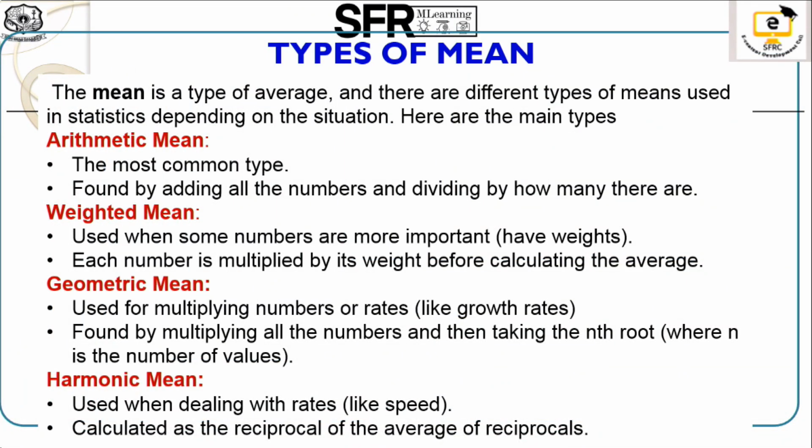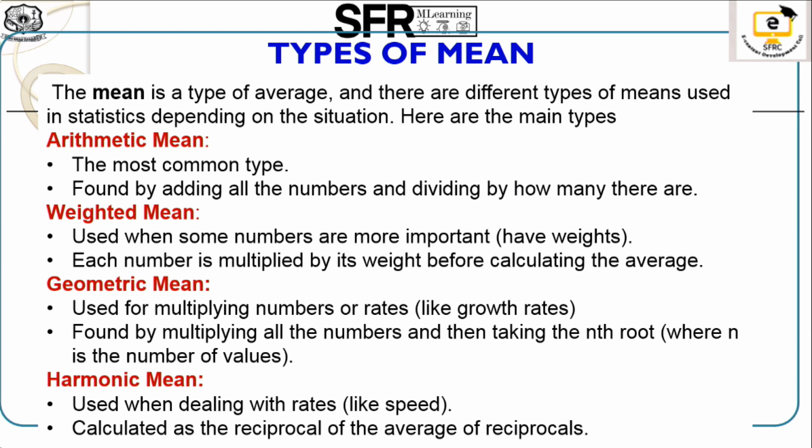There are different types of mean used in statistics depending upon the situation. First, we see the arithmetic mean. This is the most common type, found by adding all the numbers and dividing by how many there are. Next, we see the weighted mean, used when some numbers are more important and are given higher weights. Each number is multiplied by its weight before calculating the average.